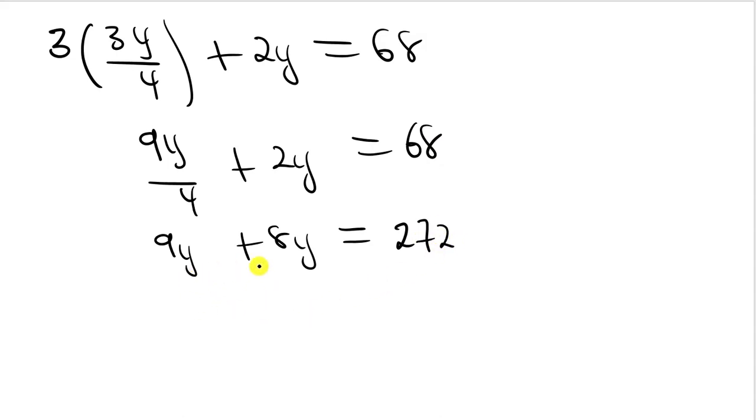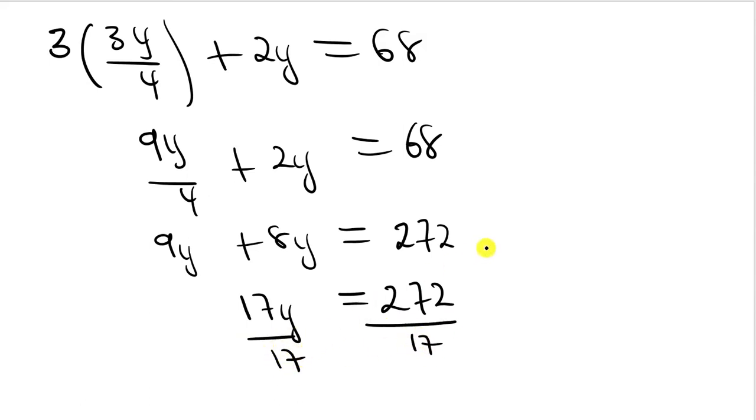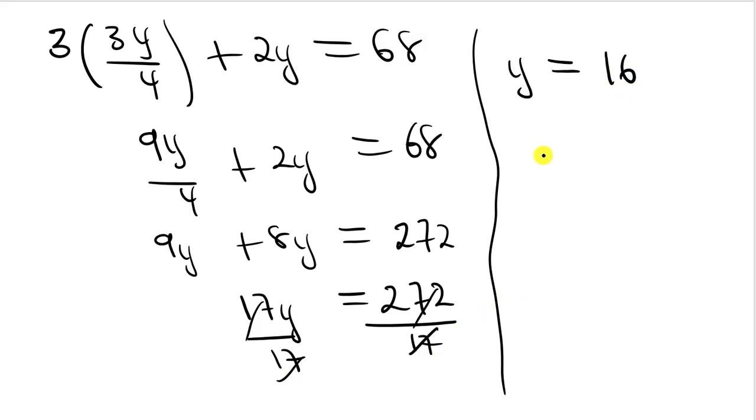Okay, we sum the y because they are like terms, so this is going to give us 17y is equal to 272. We divide this side by the 17. Okay, and what are we going to get? We are going to get y to be equal to 16. Now we have our value for y, so we need to find the corresponding x value. So what we are going to do is substitute y being equal to 16 into equation 3.